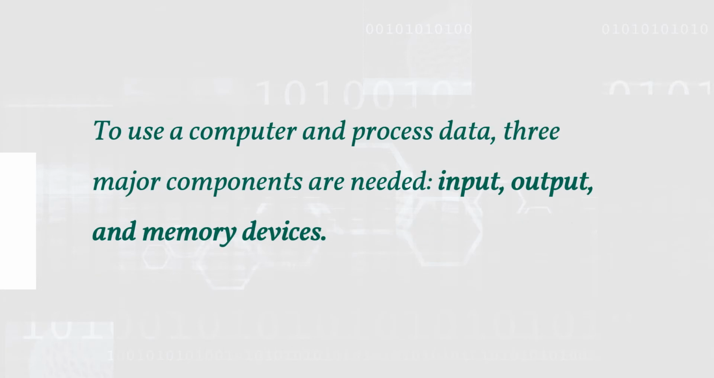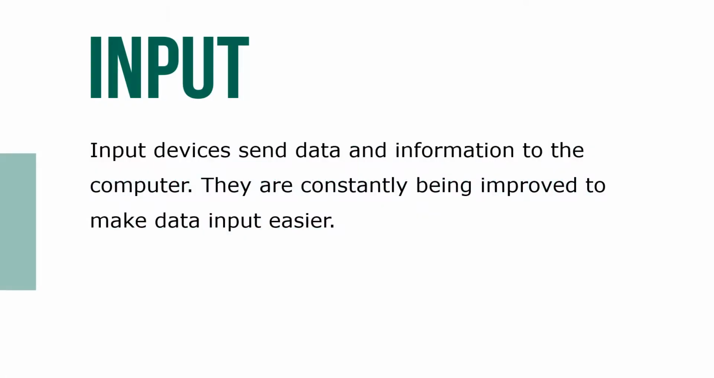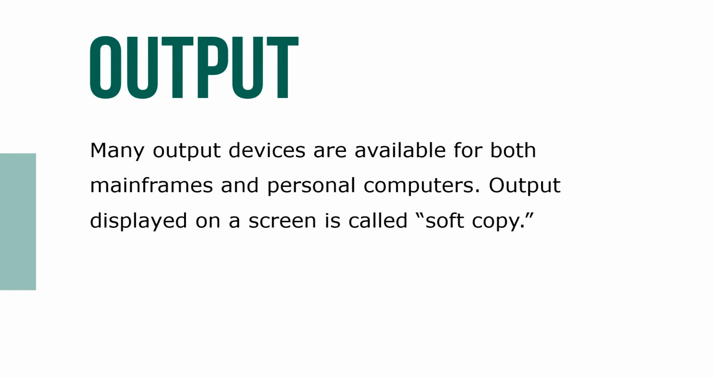To use a computer and process data, three major components are needed: input, output, and memory devices. Input devices send data and information to the computer. They are constantly being improved to make data input easier. Many output devices are available for both mainframes and personal computers. Output displayed on screen is also called soft copy.